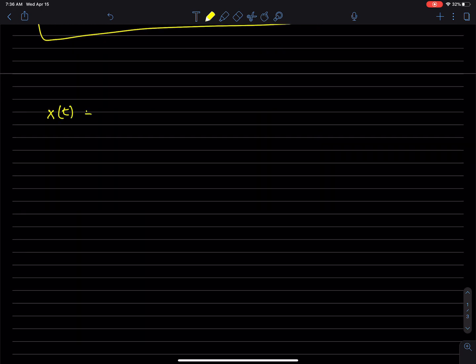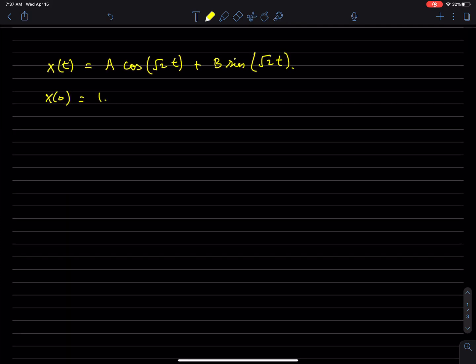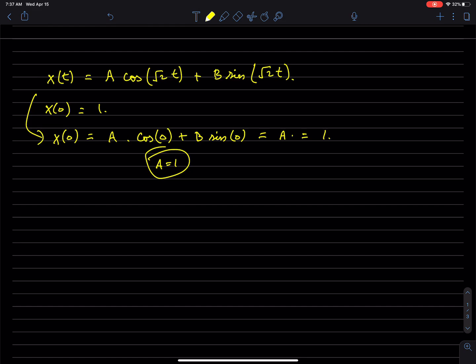Alternatively, we can just assume that it's a cosine square root of 2t plus b sine square root of 2t, and then try to solve for these things. So x of 0 is given to be 1, I believe. So we plug in x of 0 here, and you get a cosine 0 plus b sine 0 equals a, because cosine 0 is 1, sine 0 is 0, so that's equal to 1. So a equals 1. And then b, how do you get b?